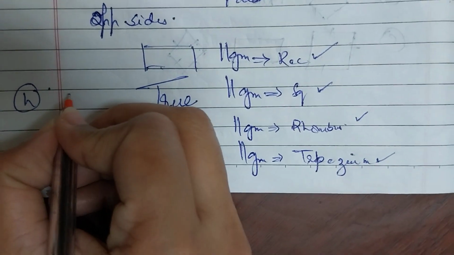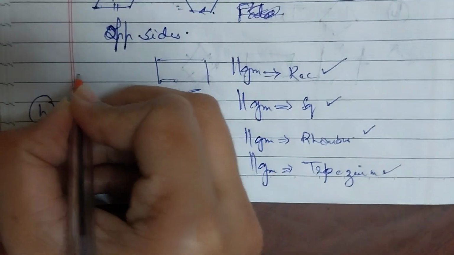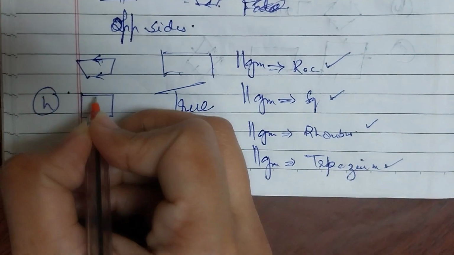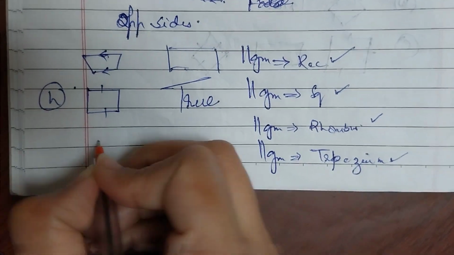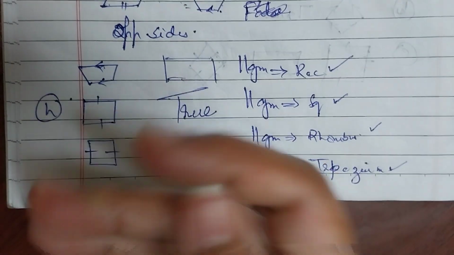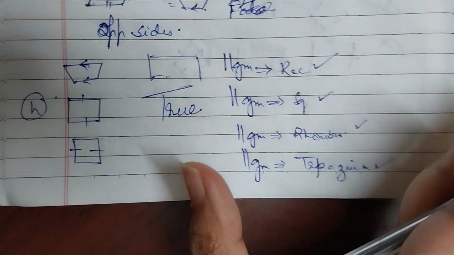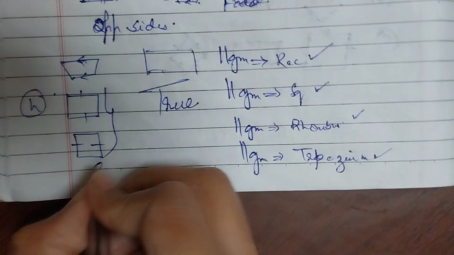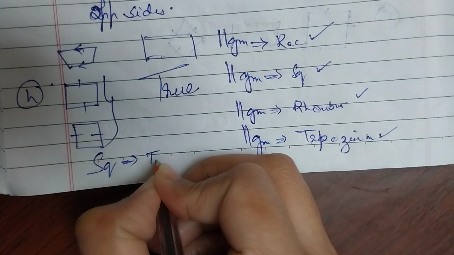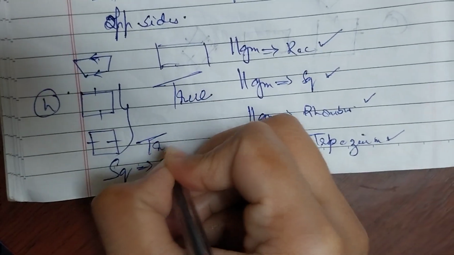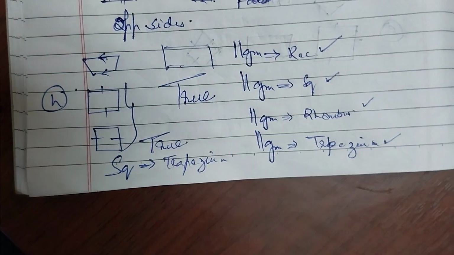Yes, what is the condition for a trapezium? At least one side should be parallel. So here you have one side which is parallel, or else you can also take this side to be parallel. So one side is parallel, at least one. So here it can be a trapezium. So a square can also be a trapezium is what you understand. So this one is also a true statement.